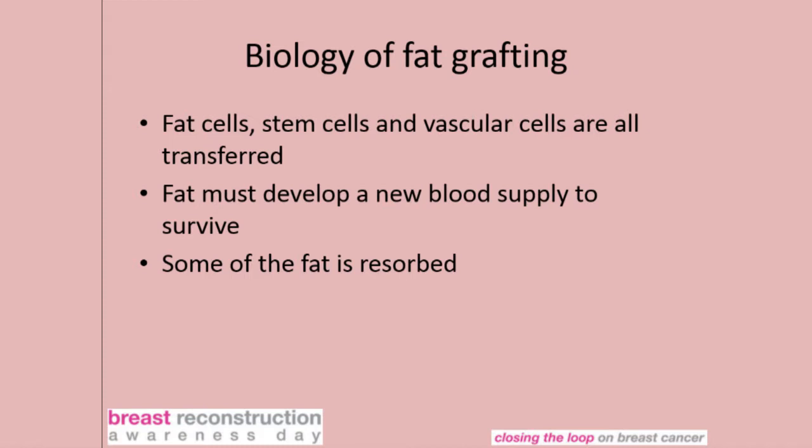Because you can imagine if you put a large piece of fat into an area, it's very hard for the blood to get into the middle of it and keep all that fat alive. Whereas if you put fine, thin threads, it's much easier for the blood to get to that area. And it is thought that the stem cells and the vascular cells that are transferred with the fat can help it create its new blood supply.